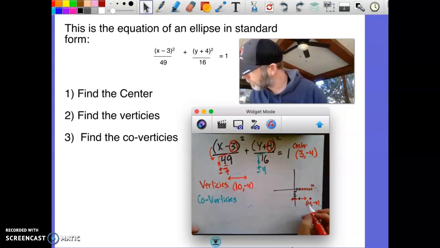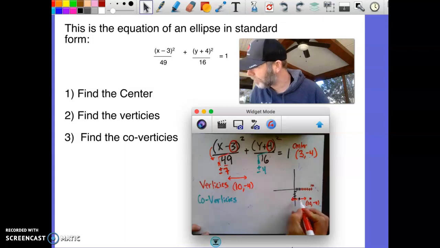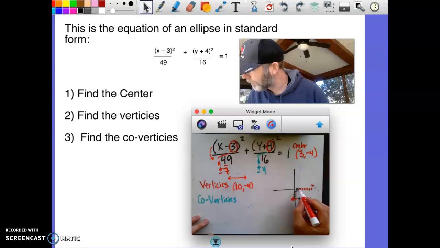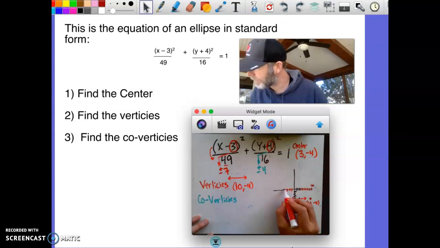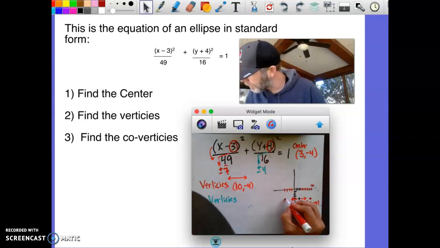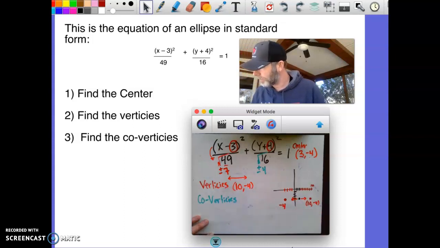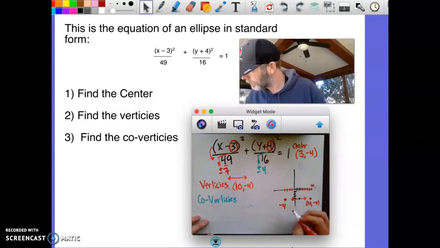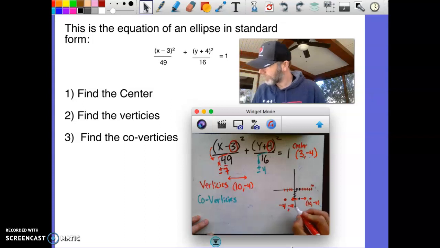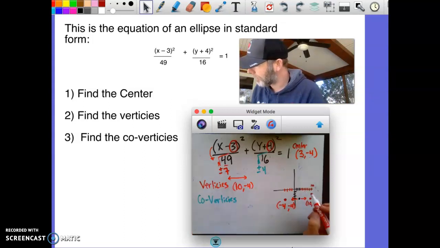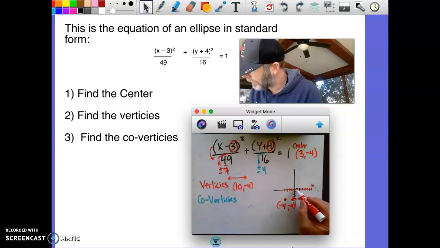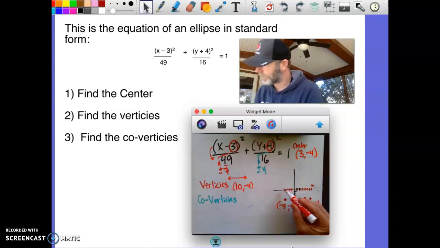My other vertice is going to be 7 units to the left. I'm already at 3 right now, so this is 1, 2, 3, 4, 5, 6, and 7. So it's going to be right below here. That would be a coordinate of minus 4. Not minus 4. We're going to go back 3 units. We're at 3. So this is 1, 2, 3, 4, 5, 6, and 7.